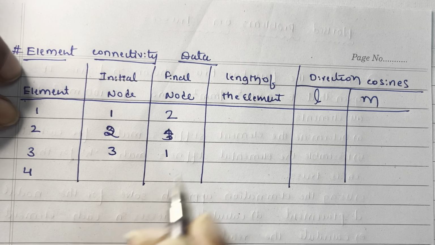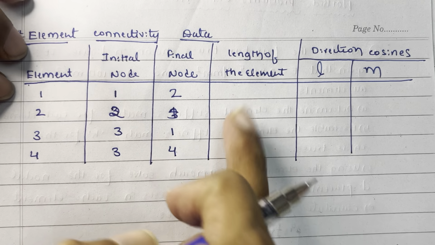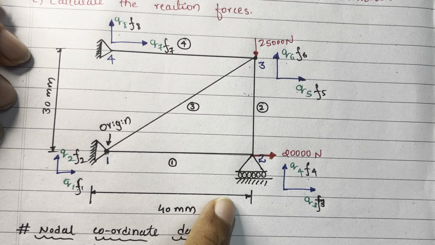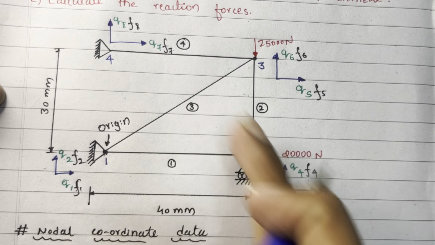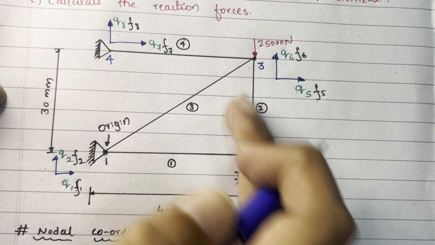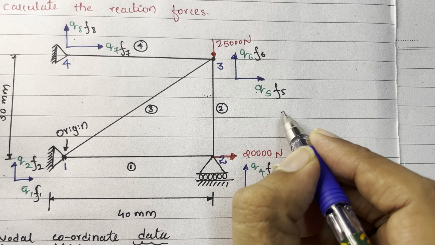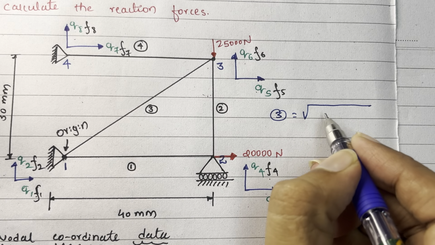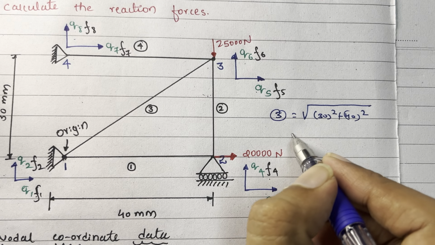3, 1 and last 3, 4. Then we have to find the length. For element 1, 40 mm. For element 2, that is 30 mm. For element 3, here we have to apply Pythagoras, as it is a right angle triangle. See here, if you want the length of element 3, that is square root of 30 square plus 40 square.